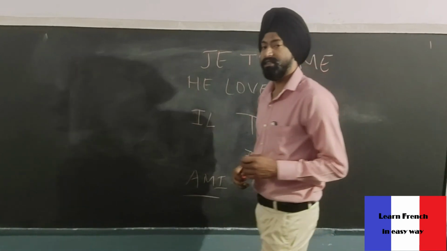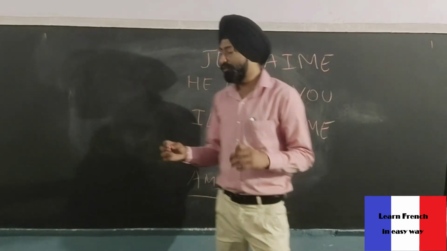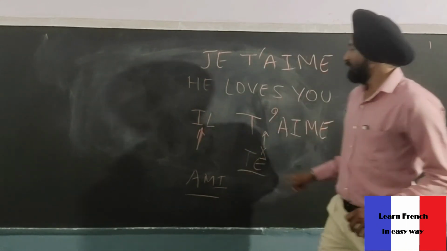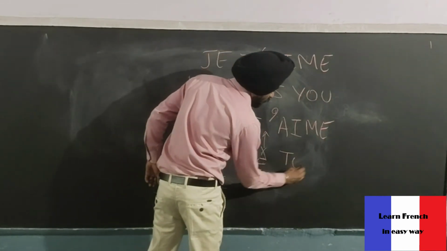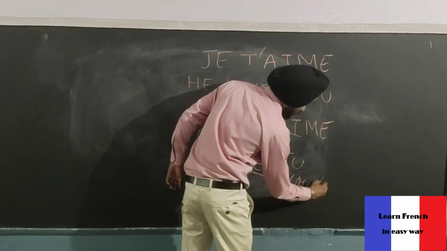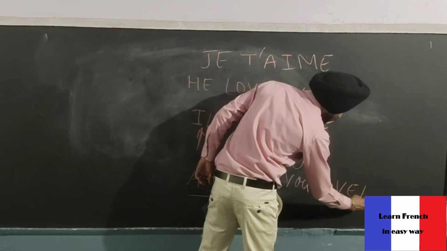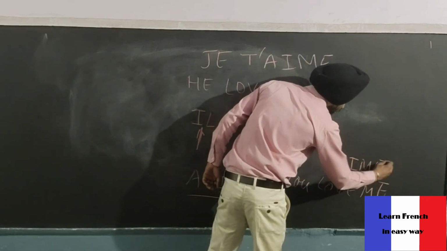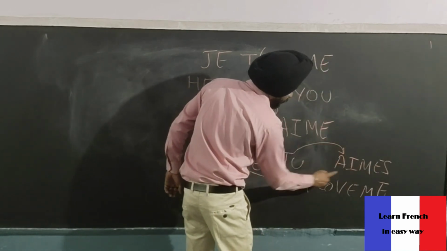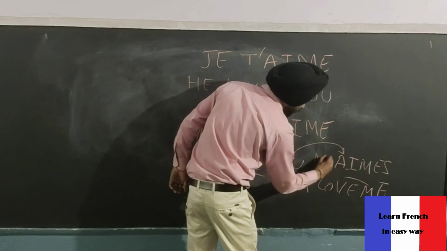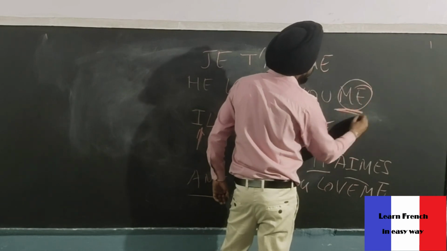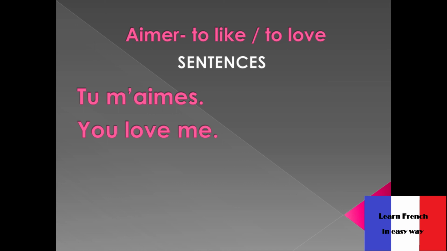The same way we will form sentences using this conjugation, with the subject. Il aime. Now if you say you love me, it will be tu conjugated with the same aime, like tu aimes, and me will come in between, like tu m'aimes. The pronoun for me is the same, me, in French also. It will become tu m'aimes. You love me? Tu m'aimes.